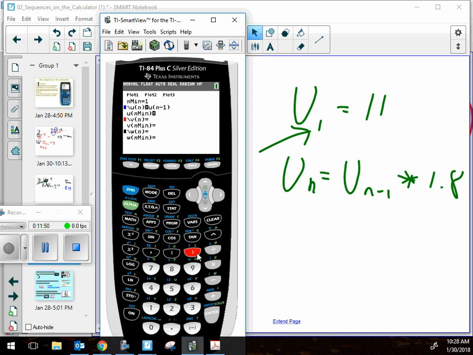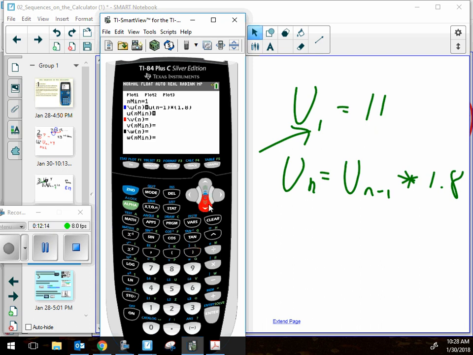I see it on the board, do you? What comes after u sub n minus 1? Times, so a times sign. And I encourage you to put this in parentheses. You don't have to, but when we do the really complicated ones that are coming, you would have to. So you might as well get used to it. 1.8 in parentheses. It doesn't have to be in parentheses, but in the future, it'll be a more complicated expression in there, so you'll need them later.